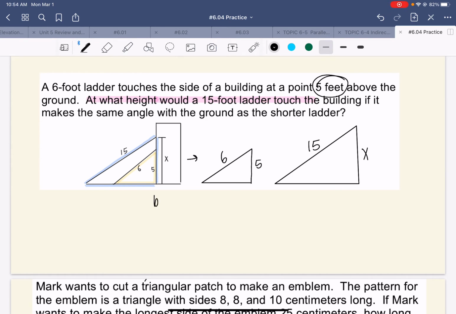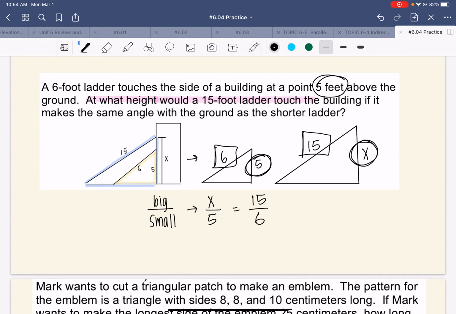So if we want to do big over small, we want to do a big value, which is x. Well, x corresponds with 5 from the smaller triangle, so that goes on top. And then we have 15 over 6.